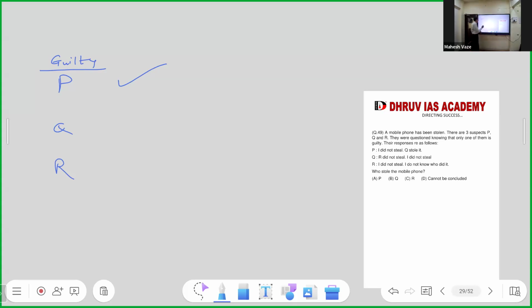So which cannot happen. That means Q and R are not guilty, but P is guilty, as we have already seen. So P has stolen the phone. P, option A. So next question.